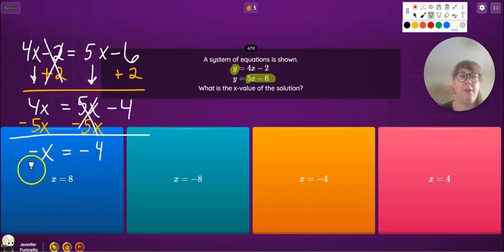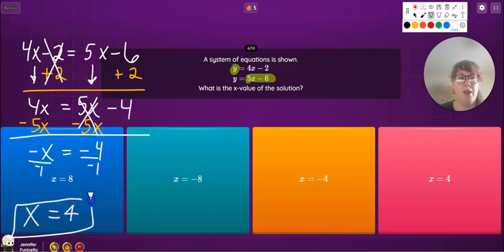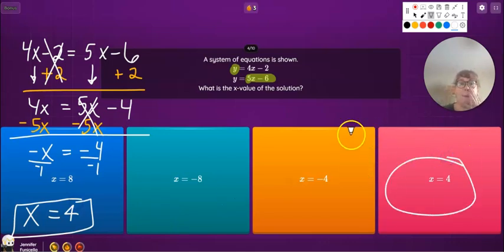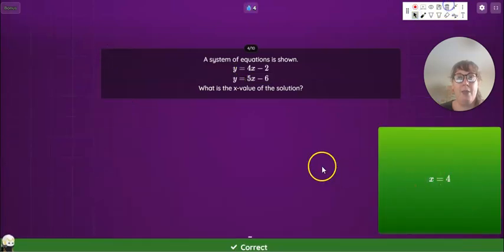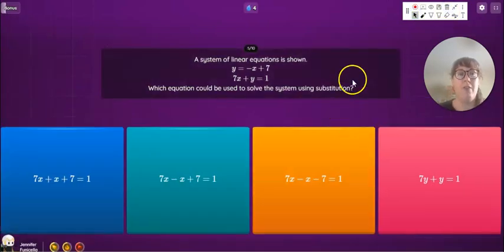Last step would be to divide both sides by negative 1. So we get x equals a positive 4. So we're going to choose that option of our x is going to be a positive 4 value. Beautiful. Select that and clear the board, and we'll go to question 5.